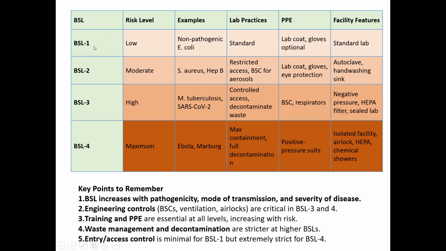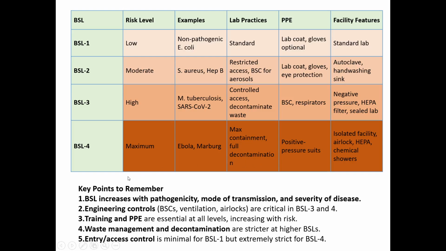And the PPE kits that are used for BSL-1 are basic lab coats, gloves are optional. BSL-2, lab coat, gloves, and eye protection is a must. BSL-3, biosafety cabinets are a must. HEPA filters are a must. Respirators are a must. BSL-4, positive pressure suits are a must. And all the other biosafety cabinets are required. And an isolated facility, airlock system, HEPA filtration, chemical showers upon entry and exit.